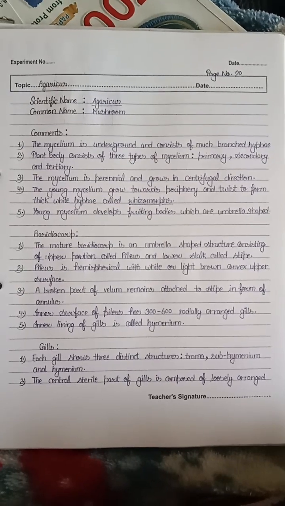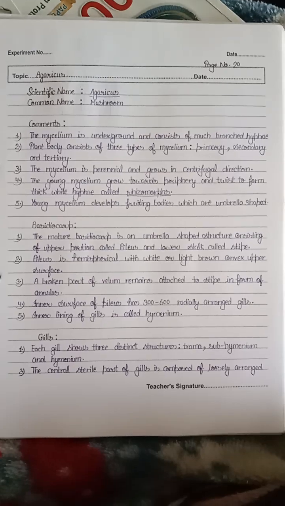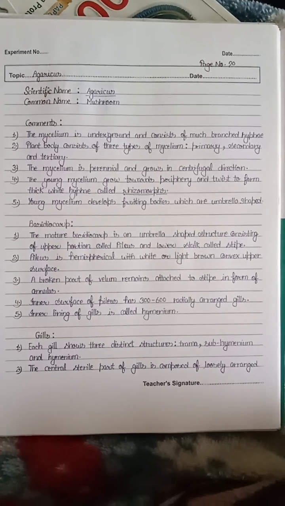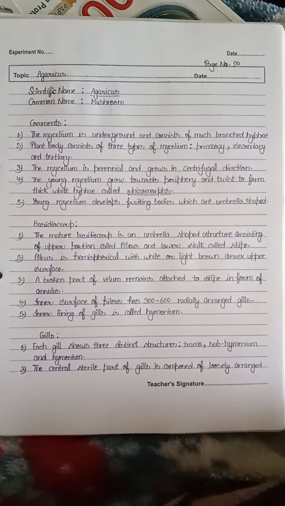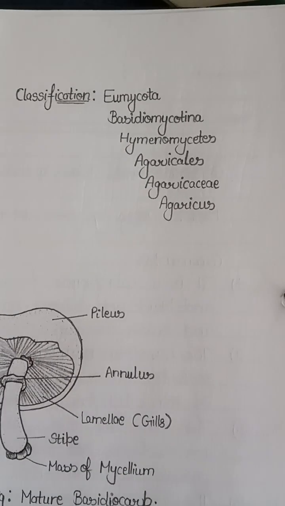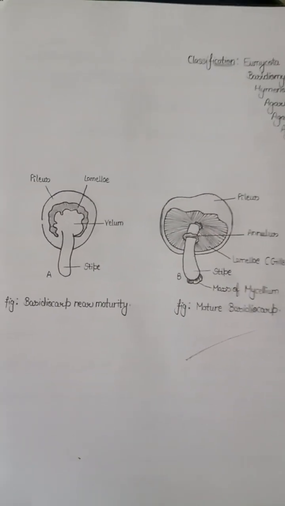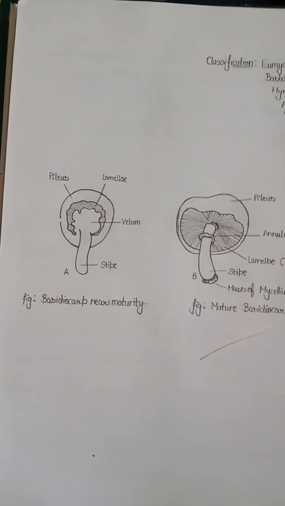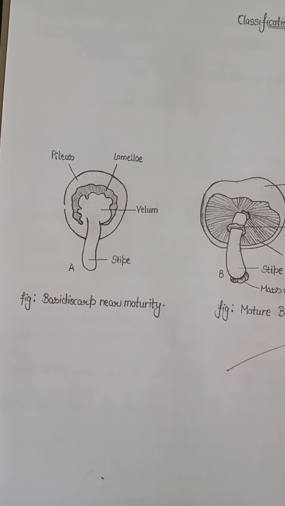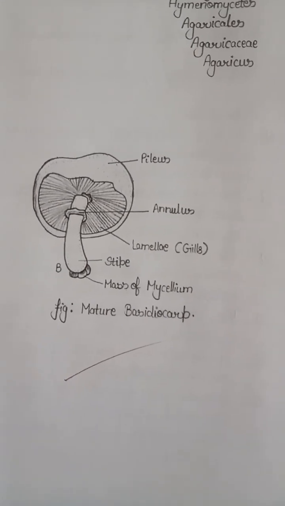Our next topic of fungi is Agaricus. Scientific name is Agaricus. Common name is mushroom. Some comments we have written. Then we have written about basidiocarp and gills. The classification of Agaricus is Eumycota, Basidiomycotina, Hymenomycetes, Agaricales, Agaricaceae and Agaricus. Here basidiocarp near maturity is represented with the help of diagram, and mature basidiocarp is also described.